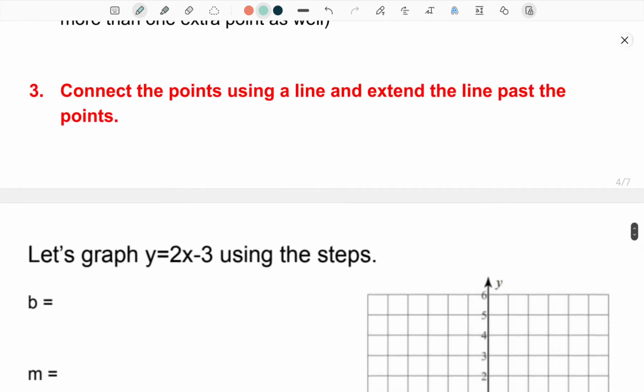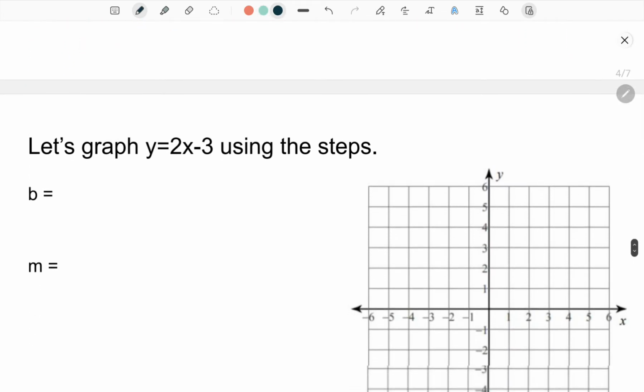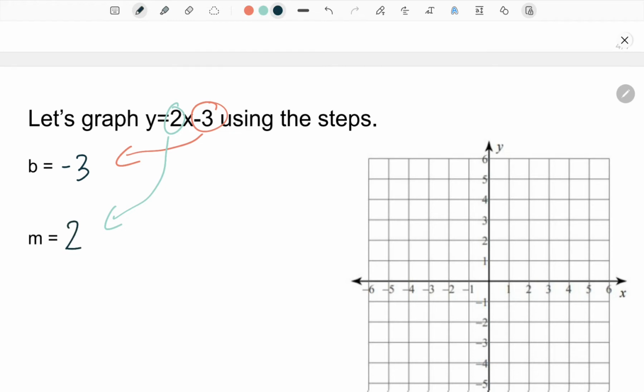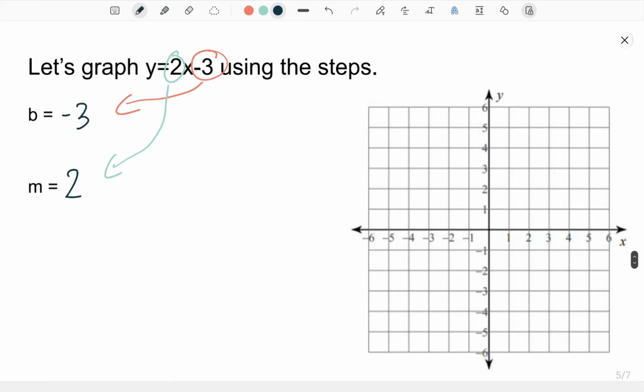So let's take a look at how we could do that. With the same equation, we're just going to see how we can do it a little more efficiently now. So again, let's identify the y-intercept. We said that was -3, so that's the value at the end. And the slope, that is 2. So the first step told us that we need to plot down the y-intercept. So the y-intercept, that's going to go at -3. So that's step 1.